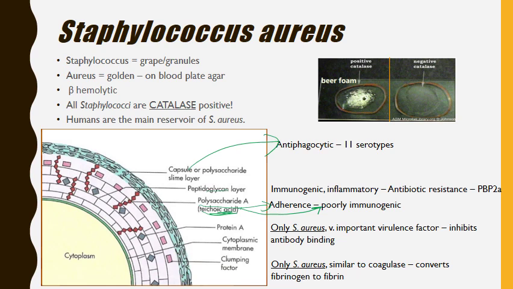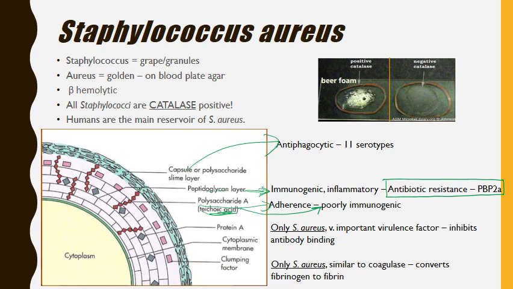In Staph aureus, the polysaccharide is composed of ribitol teichoic acid, which differentiates it from Staph epidermidis, which has a glycerol teichoic acid. So let's talk a little bit about this peptidoglycan layer. The peptidoglycan layer actually is immunogenic and it's fairly inflammatory. But what's more important, especially when we're talking about Staph aureus, is that it is involved in the antibiotic resistance that we see associated with Staph aureus.